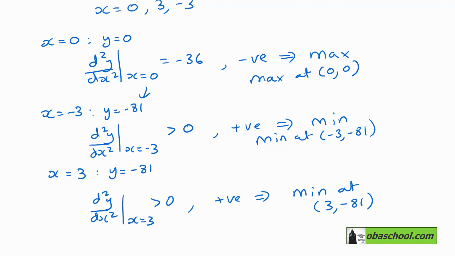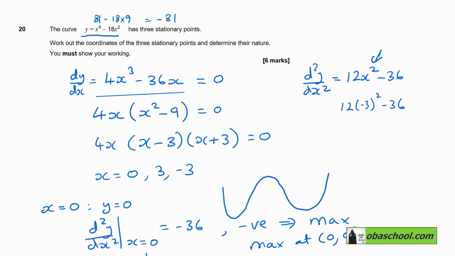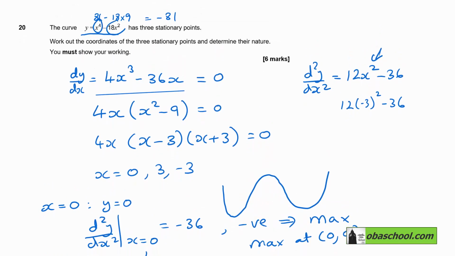And the curve is going to have an appearance where it's got a minimum down here, then a maximum, then it's going to have a minimum there. It will be perfectly symmetric because of the even powers being the only powers.